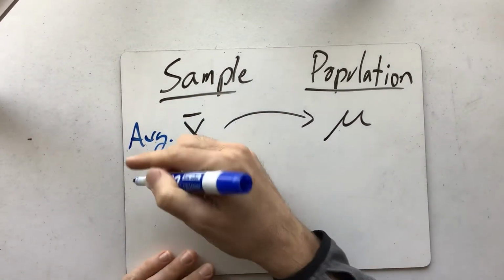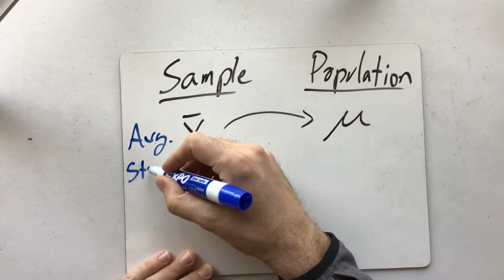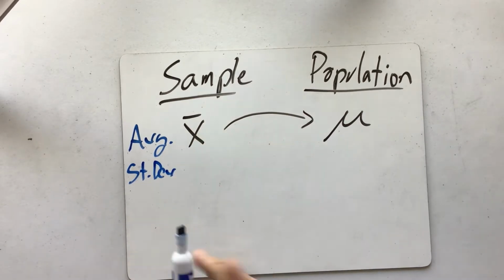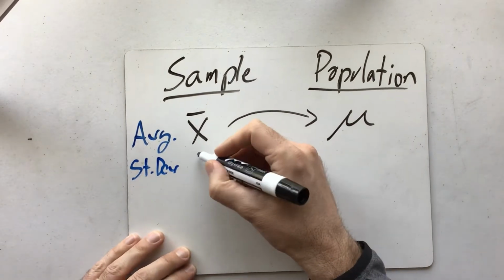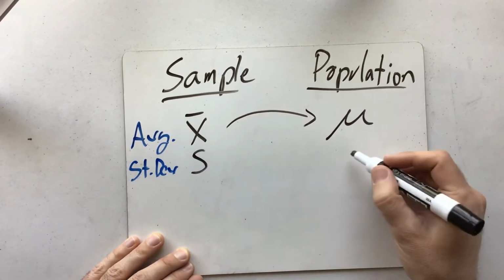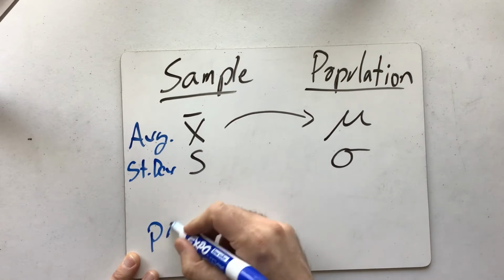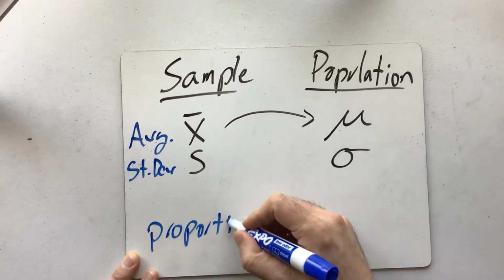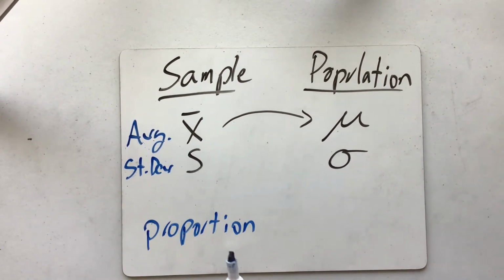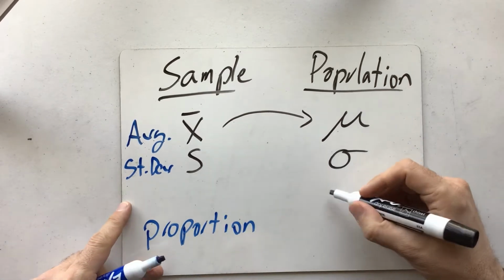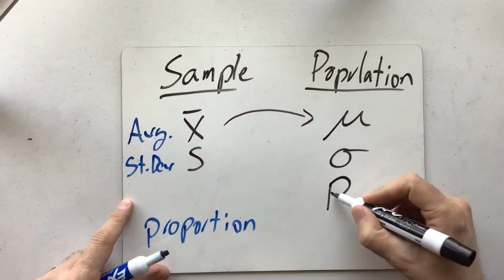Similarly, we had the words that meant standard deviation. And we know that from our sample, standard deviation was always S, and then when we get over to our population, standard deviation was sigma. Now we're going to talk about what we call a proportion. And for a proportion, when we're in our population, we'll always refer to the population just with the letter P.